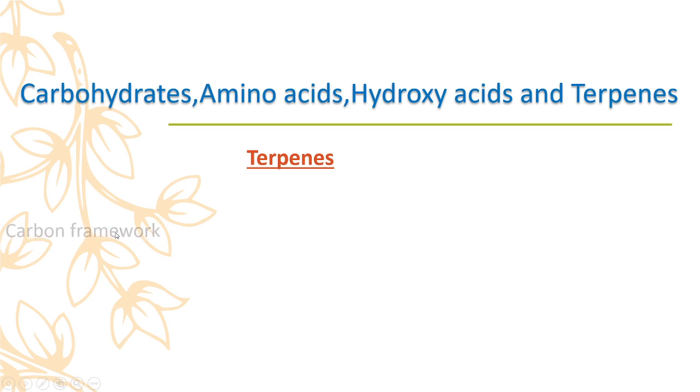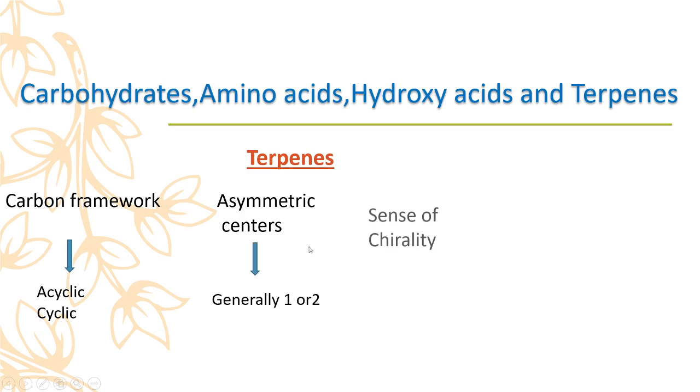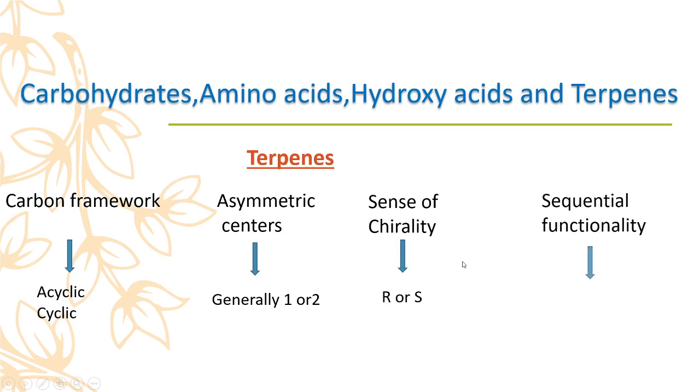Then the next one is terpenes. The terpenes are acyclic or cyclic. Generally, 1 or 2 asymmetric centers are present, and it may be R or S configuration. And these are the alpha substituted ketones.